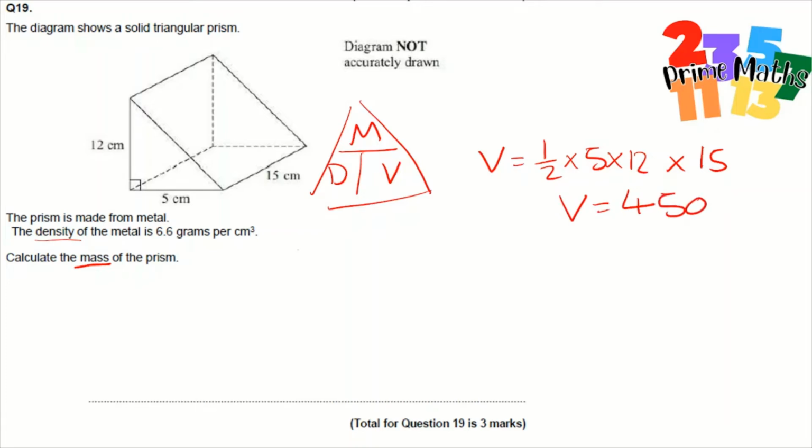To do the mass, we use our density and multiply it by our volume, 6.6 times 450. I would do this as 6 times 450 and add a tenth of that on, and you get an answer of 2,970.